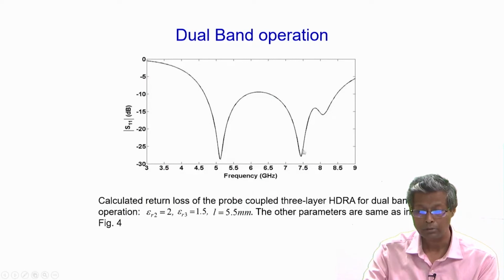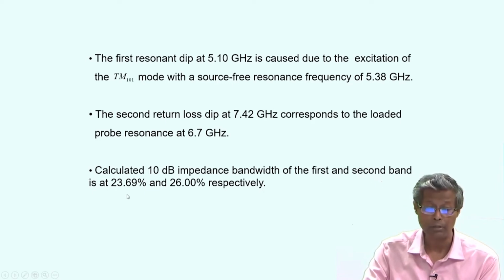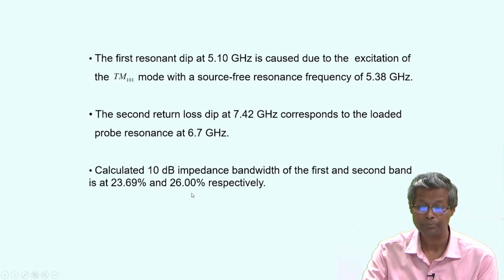Okay. So, this is the probe resonance at around 7.5 gigahertz. The calculated 10 dB impedance bandwidth of the first and second band is 23.69 and 26% respectively. So, we have relatively wide band at both the resonances.